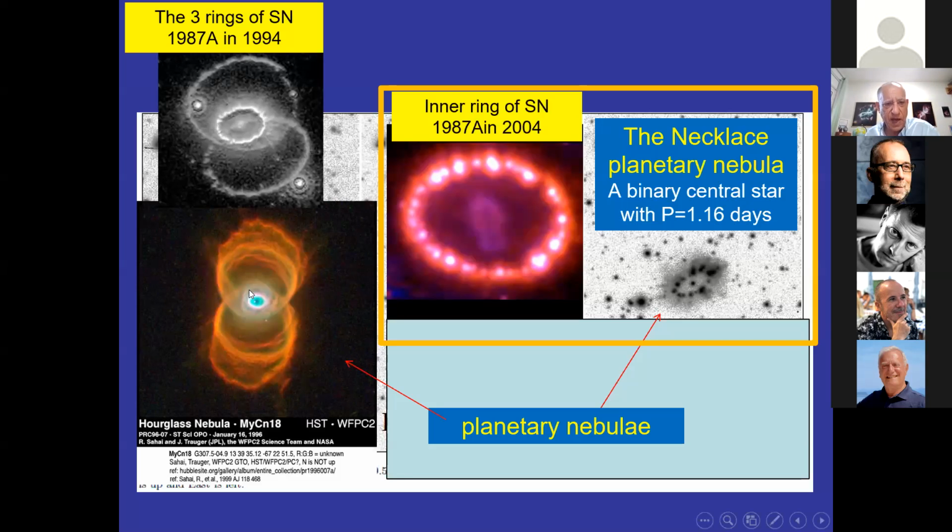Below that, you see another planetary nebula. Too many people work on this to mention all of them. And you see this famous shape. Here we see several outer rings. Like in 87A, we have only two rings. Maybe there are weaker ones we cannot resolve.